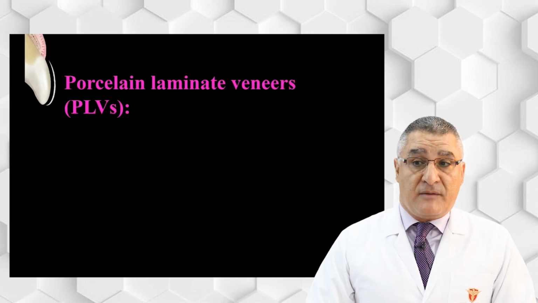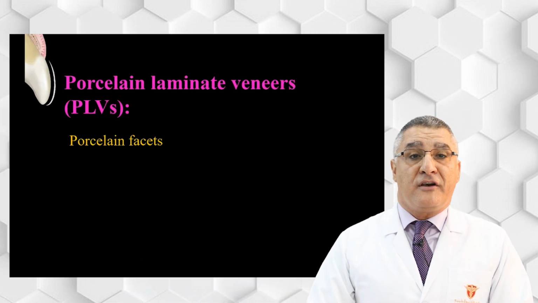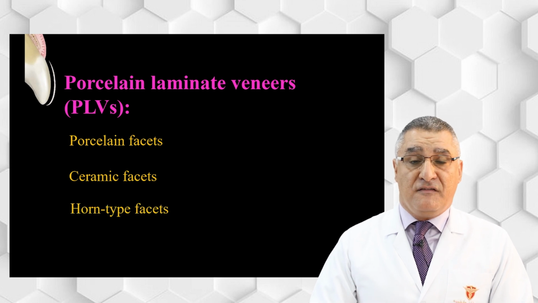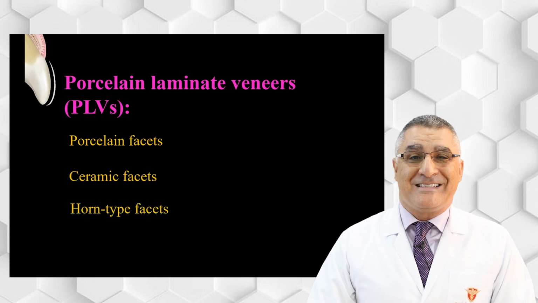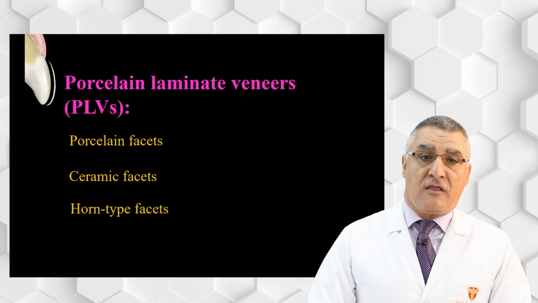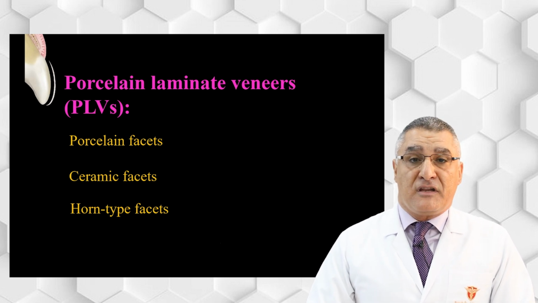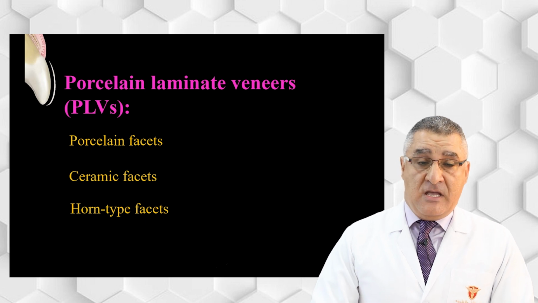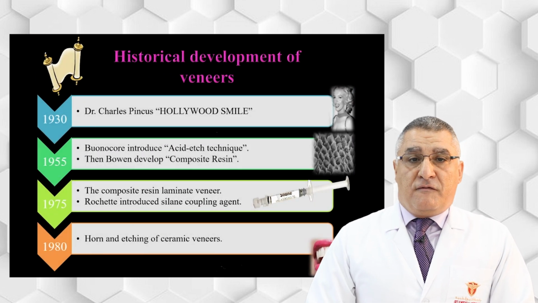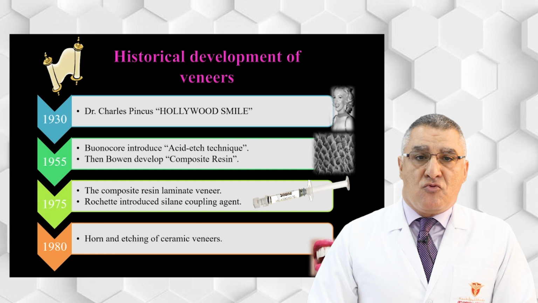Ceramic veneers are also called porcelain veneers, ceramic veneers, ceramic facets, or Horn type facets. These are the different names for ceramic veneers, and we will know during the development of veneers why we can call the ceramic veneer a Horn facet. The historical development of veneers: it is not a new restoration.